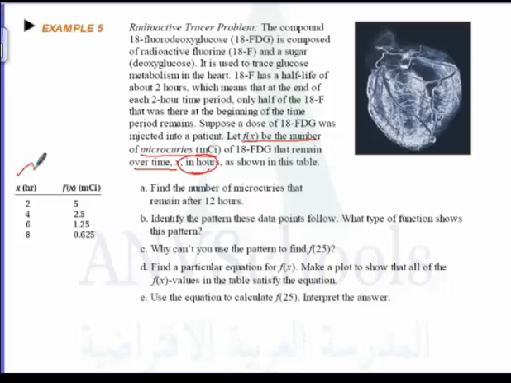This is our table. So letter A, find the number of microcuries that remain after 12 hours. Letter B, identify the pattern these data points follow. What type of function shows this pattern? Letter C, why can't you use the pattern to find f of 25? Letter D, find a particular equation for f of x. Make a plot to show that all of the f of x values in the table satisfy the equation. And letter E, use the equation to calculate f of 25 and interpret the answer.